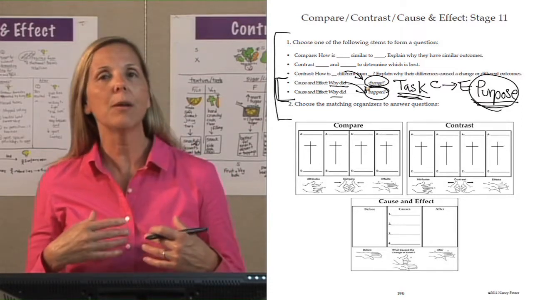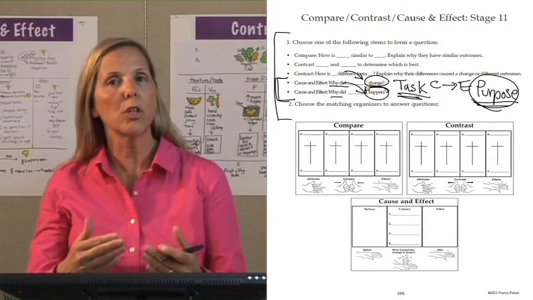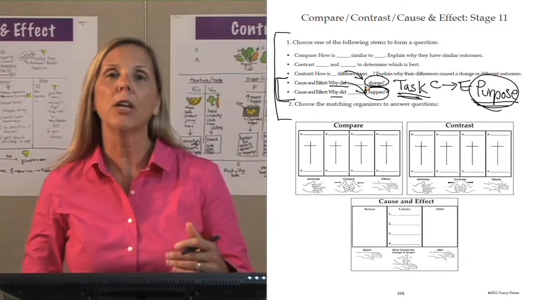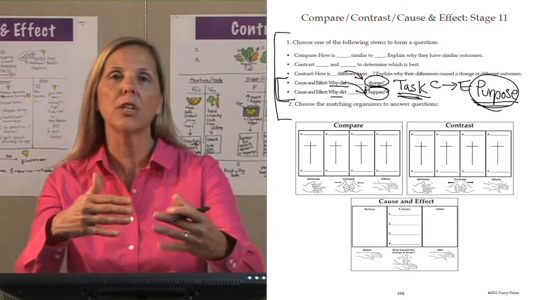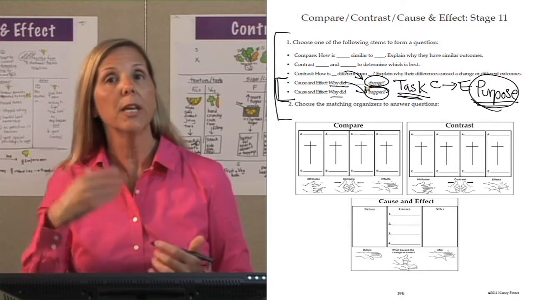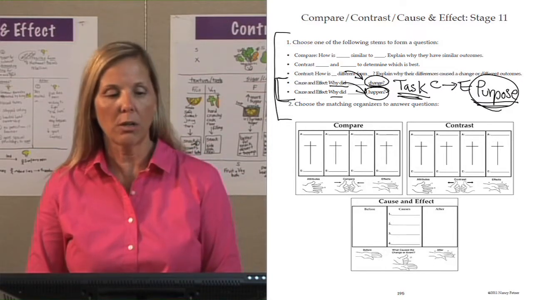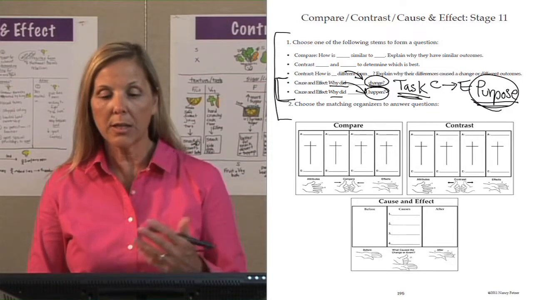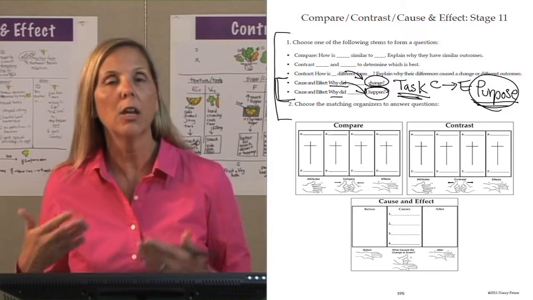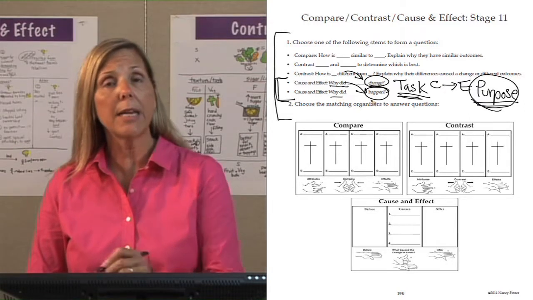For example, maybe I'm reading Island of the Blue Dolphins, and at the end of the story, my question could be, in the story, Island of the Blue Dolphins, explain why Karana changed at the end of the story, why she developed new character traits by the end of the story. That could be an example of a change question. Or maybe you could ask, why did the banana change from being fresh to becoming rotten? What caused that change?